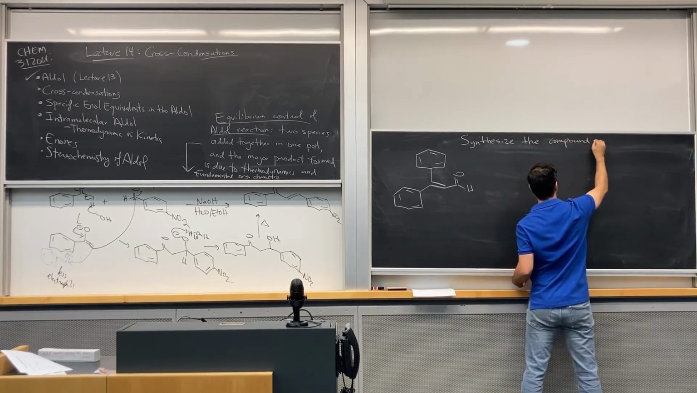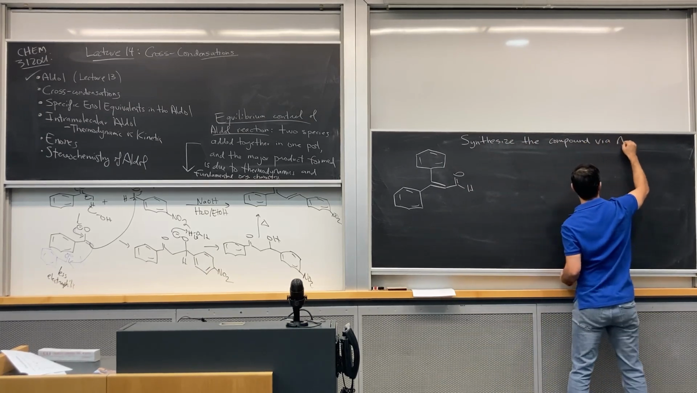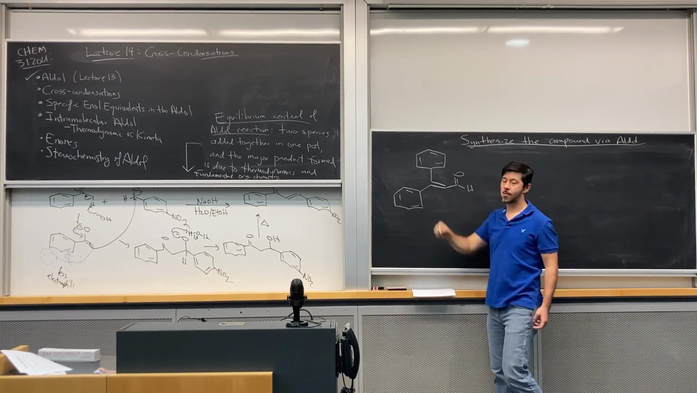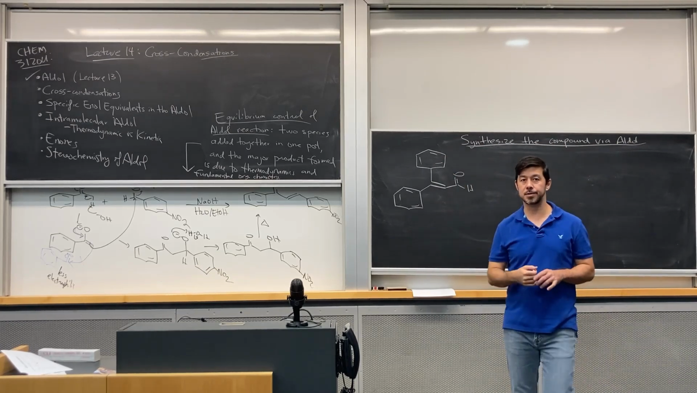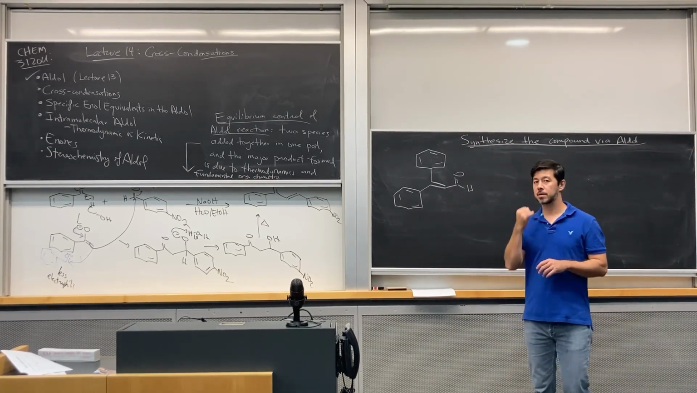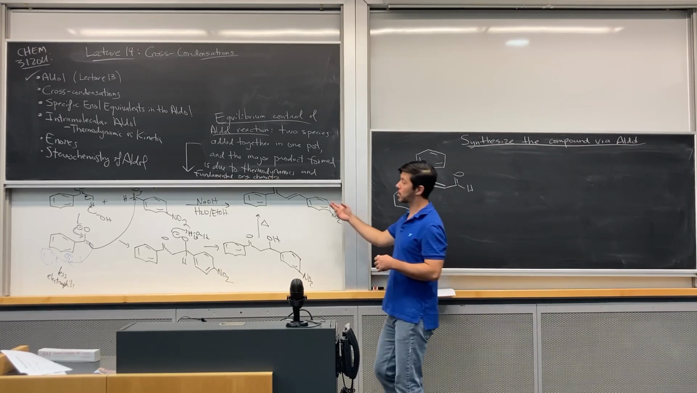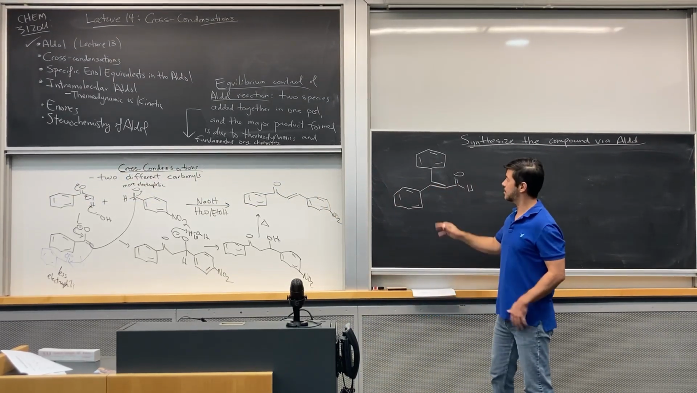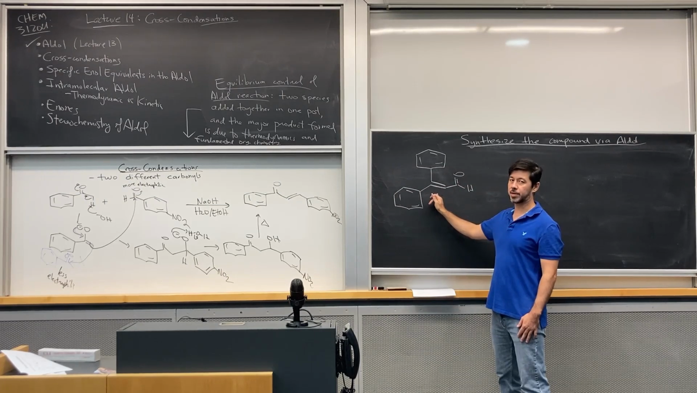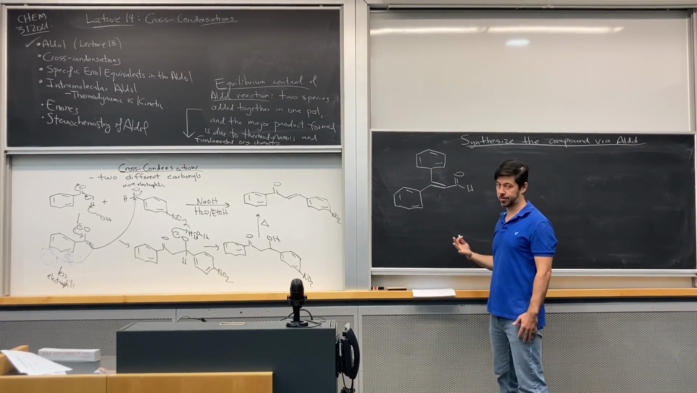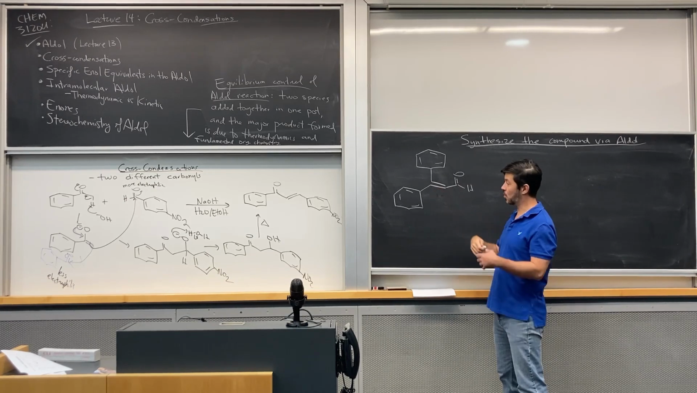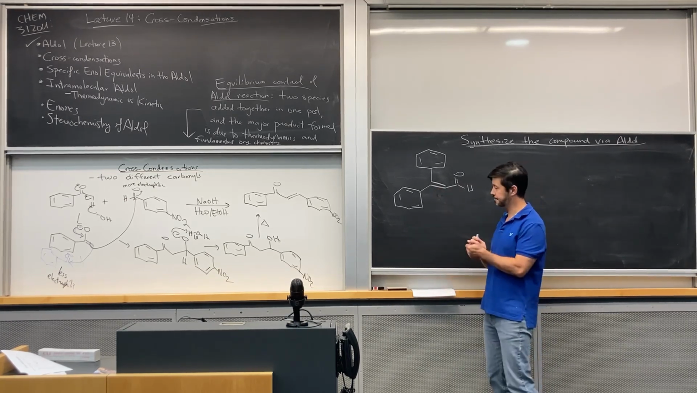Synthesize the compound via Aldol reaction. Okay, so now we need to work backwards, right? We need to figure out a few different things. We need to figure out what our key carbon-carbon bond is. And you can see here that it looks like a dehydrated aldol. So work backwards. If this is a dehydrated aldol, it once had water attached to it.